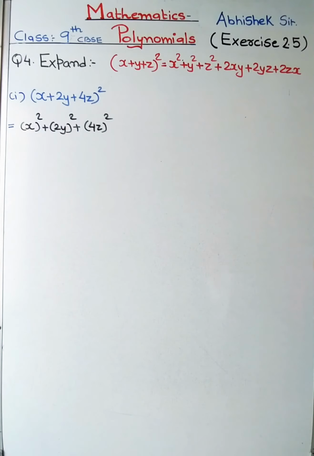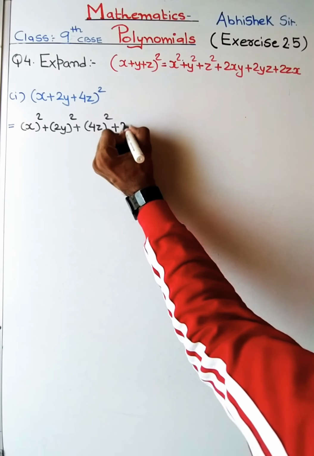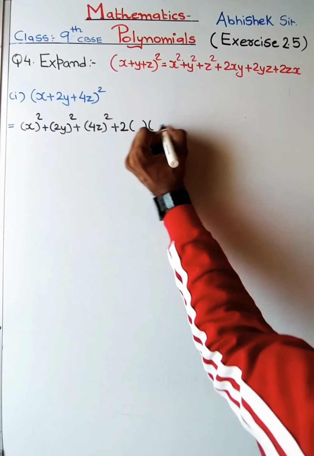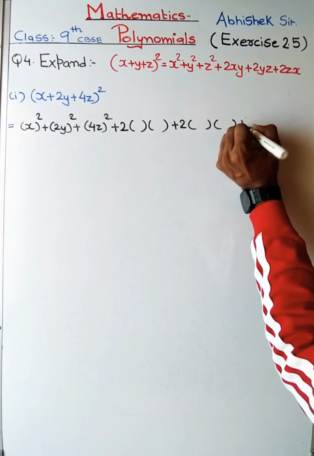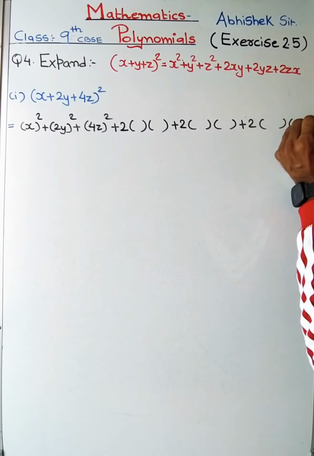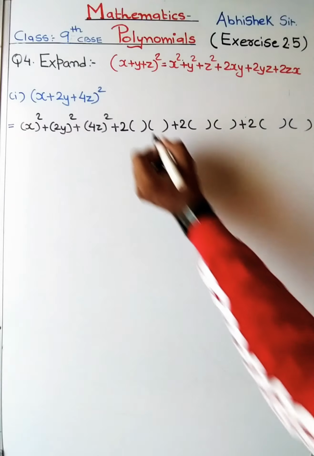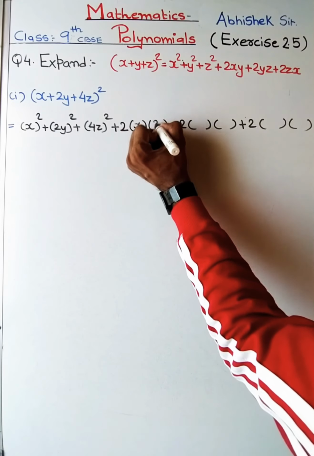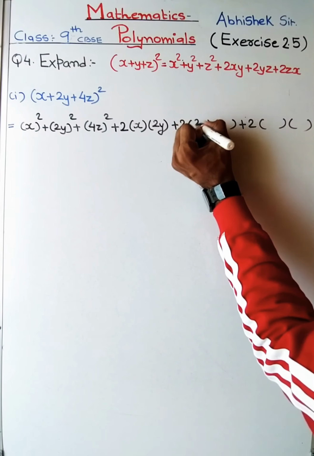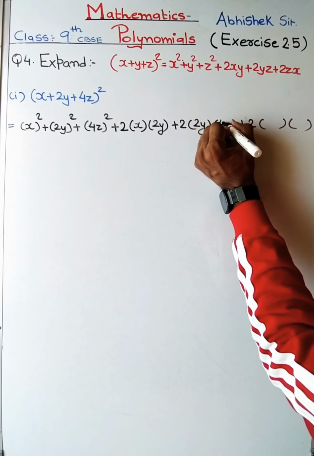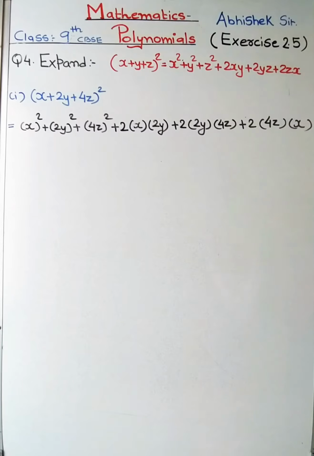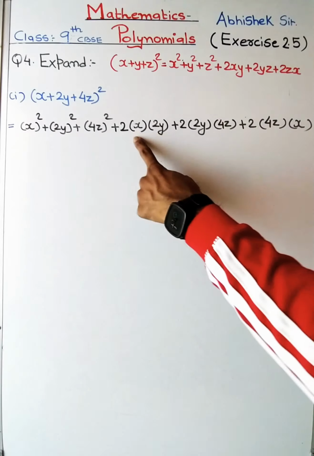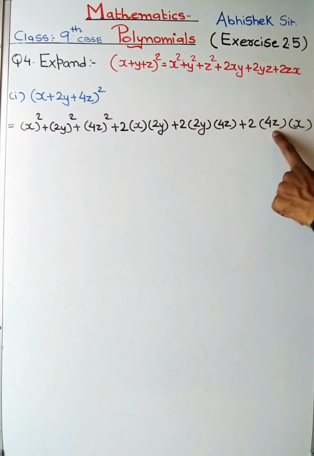Clear? Now what we have to do? Plus 2 into first two terms, then plus 2 into next two terms, plus 2 into the third and the first terms. Clear? So here we are putting x and 2y, here we are putting 2y and 4z, and here we are putting 4z and x. Clear? First second, second third, third first.